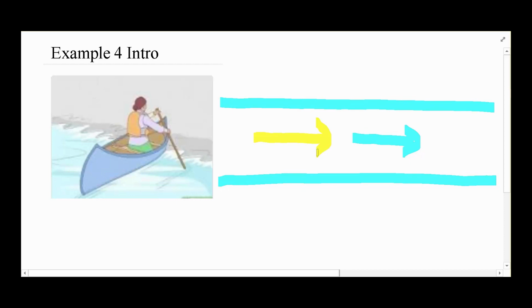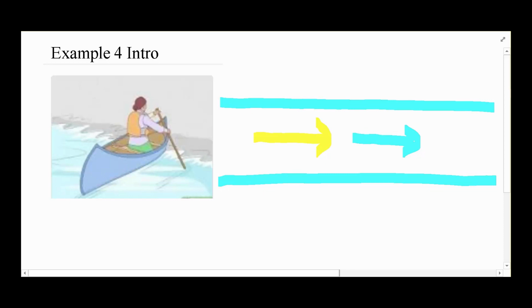So what I want you to picture is you're paddling with the current. So what if there was no current at all and you were just in a still pond? You could paddle in one direction at a certain speed. Now, if that current starts to push you, you're going to actually go faster. Whereas if you're trying to fight the current, if you're going against the current, you're going to go slower.